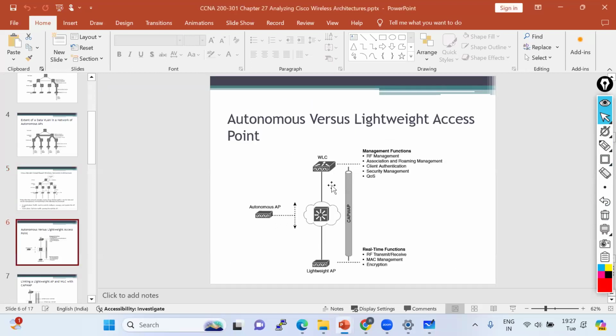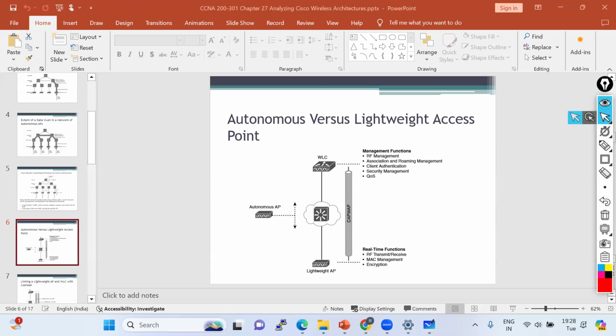And you can see here we have the autonomous system versus lightweight access point. So an autonomous system AP does not require any WLC, but a lightweight AP is always going to require the WLC. So what is going to happen when we have the lightweight AP? We must use the WLC, and by using the WLC, basically you have to communicate via the CAPWAP tunnel. You have to communicate via the CAPWAP tunnel till the WLC.